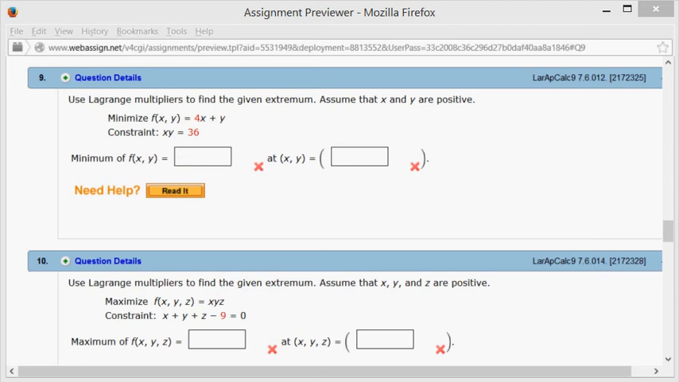All right, let's look at the homework 7.5, 7.6, problem number 9. We want to minimize this function of two variables subject to this constraint, x times y equals 36. So let's do that.